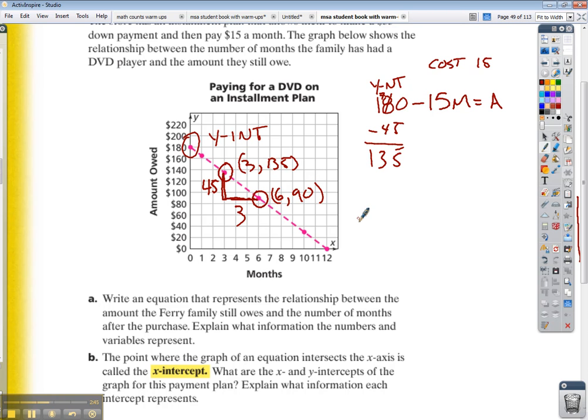And so slope is equal to rise over run. My rise is 45, my run is 3. So yeah, it checks out. I have a slope of 15. I believe I talked about that: the y-intercept is the initial amount owed. The negative 15 is how much we pay per month.